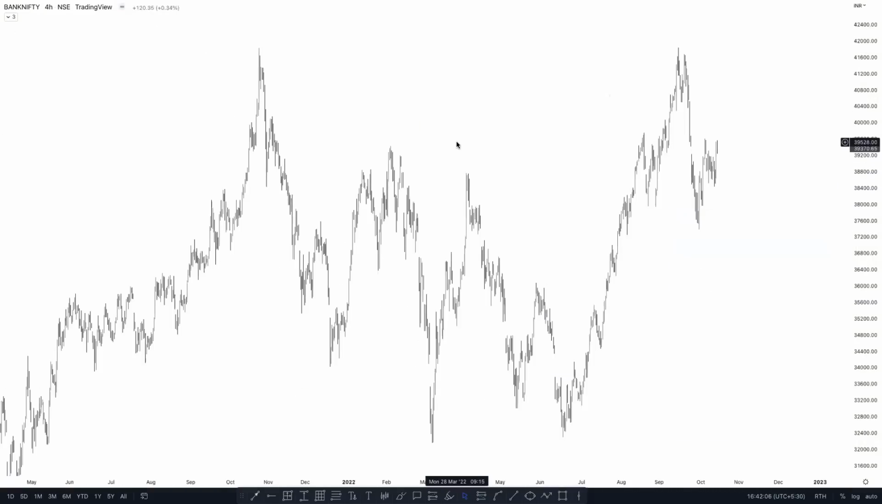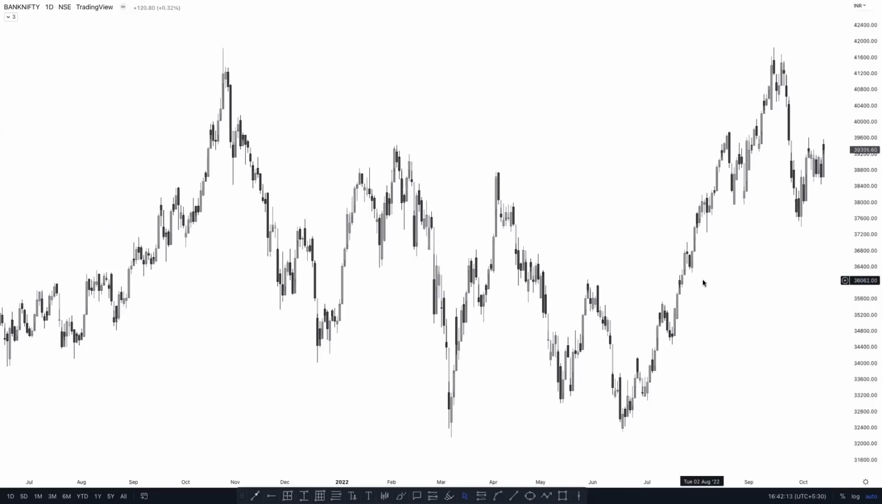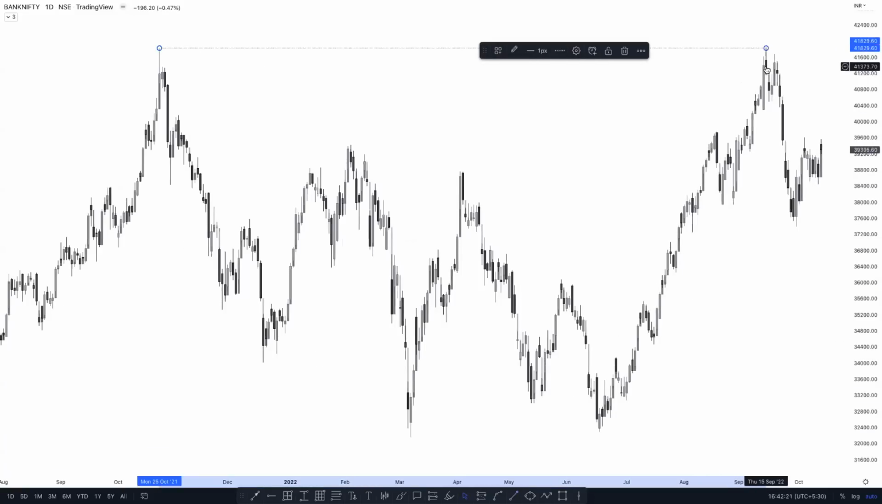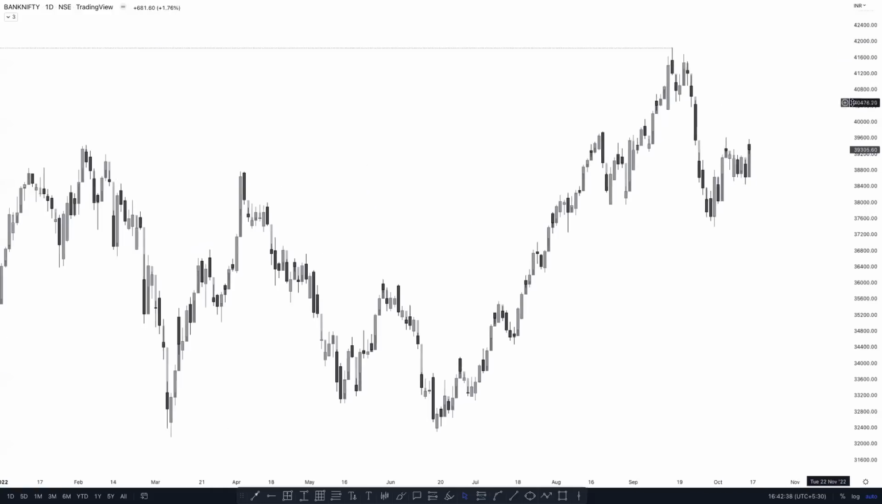Okay, so this is our Bank Nifty chart. If I switch into the 1-day time frame, we can see this was our previous all-time high, which is taken out by this move here. So once market takes out the major high or low and sweeps the high or low, it acts like a reversal and sometimes gives strong momentum to the downside and sometimes gives you a short-term pullback.